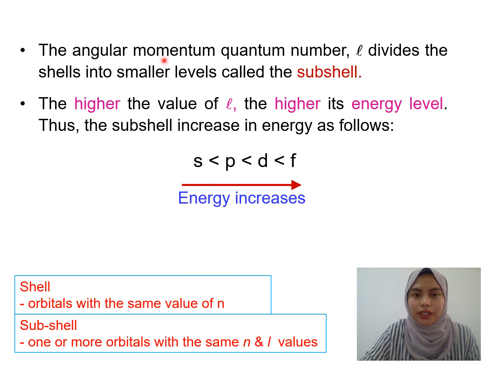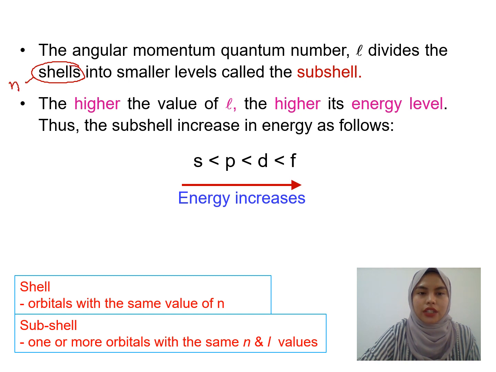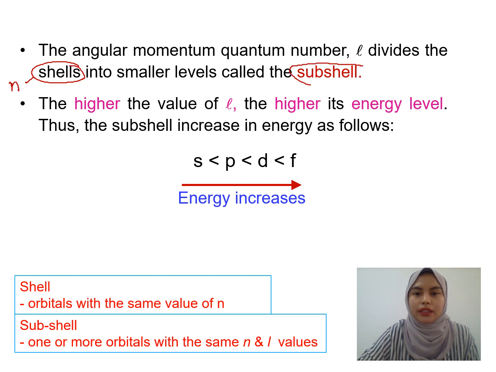Okay, the angular momentum quantum number L ni, dia akan divide shells into smaller levels that is called as subshell. Okay, apakah shell dan apakah subshell? Shell adalah orbitals yang ada same value dengan energy level N. Subshell pula ialah one or more orbitals with the same N and L values. Basically, you dapat shells daripada energy level. Okay, you dapat subshell pula melalui angular momentum quantum number, which is macam mana nak cari L? It will be equals to energy level minus with 1.